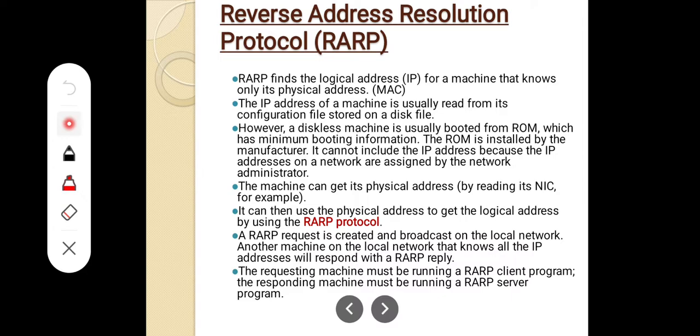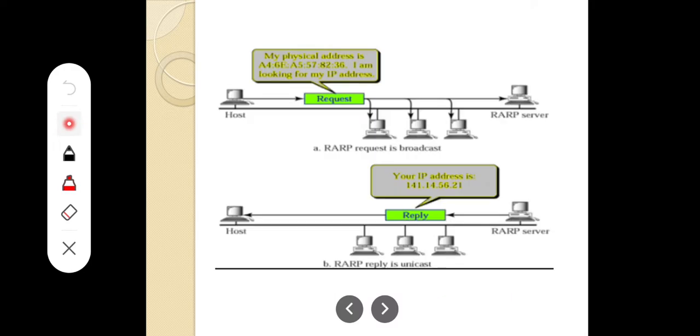For that they will create a RARP request message. Let us look at the figure. This is the host. This host only knows the MAC or physical address. How did he know the MAC address? Just by looking at the network interface card. So by taking this MAC address, he will create a request packet, and this request packet is broadcast to all the neighbors, all the systems in that network.